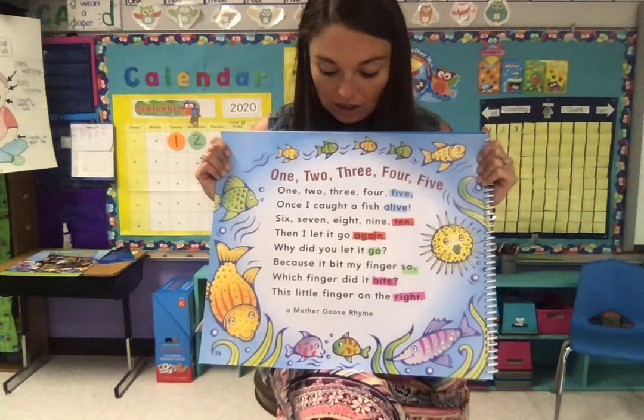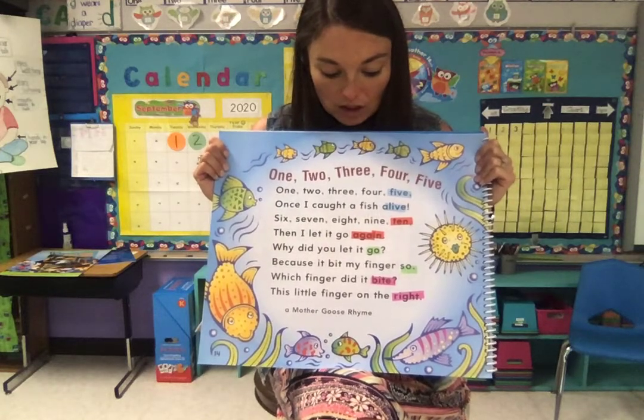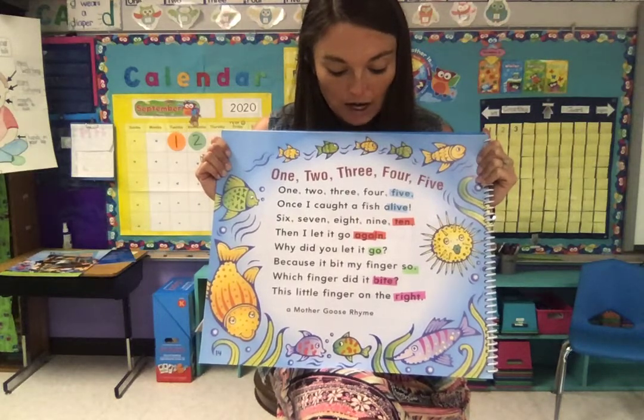Why did you let it go? Because it bit my finger so. Which finger did it bite? This little finger on the right.